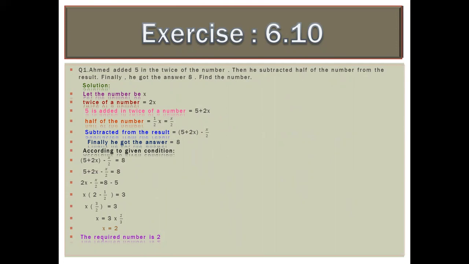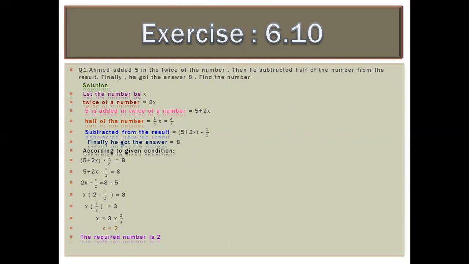In every question, the number, you will suppose that the number will be x or y by yourself, and then according to the condition we add or subtract or twice the number or 3 times the number. It depends on the question. According to that you will write the condition. Ahmed added 5 in the twice of the number.